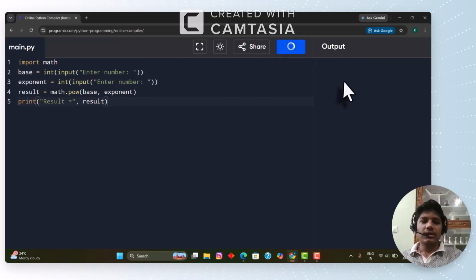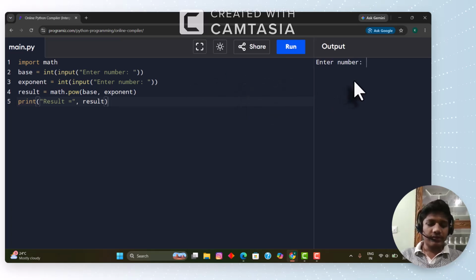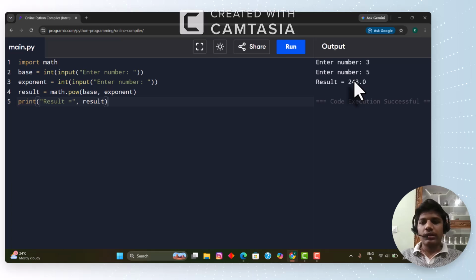Okay, run this. After importing math, it will ask for two inputs: one is base, one is exponent. For base, I will give 3. For exponent, I will give 5. So it says 243. 3 3s are 9, 9 3s are 27, 27 3s are 81, and 81 3s are 243. So we're going up to 243. This is how we are finding the power.